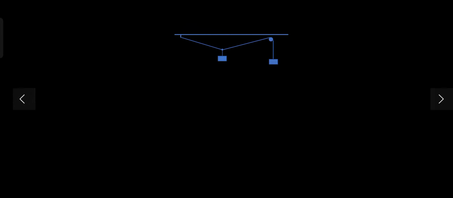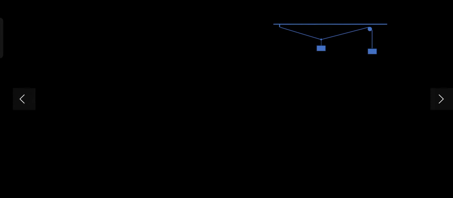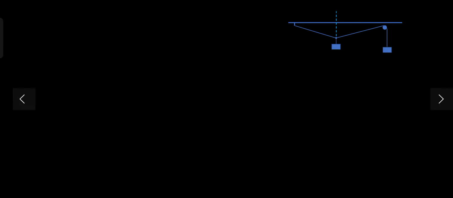First, suppose this angle is alpha, and suppose the tension in the string is T at equilibrium. So for the equilibrium of the right block, the tension must be equal to the weight of the block. So T must be equal to W for the equilibrium.